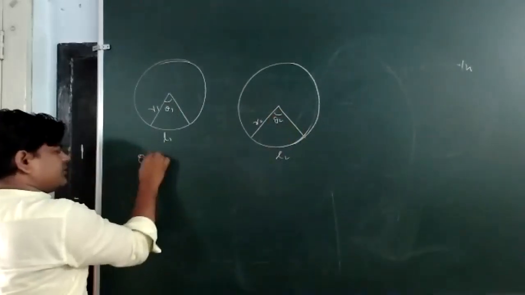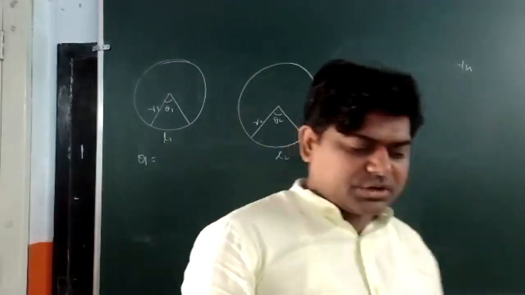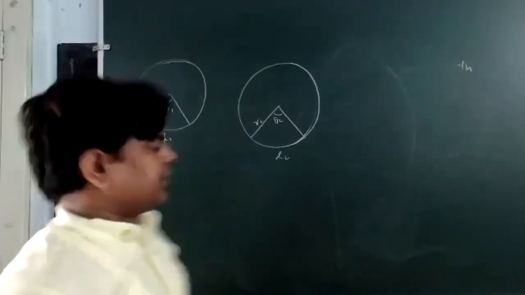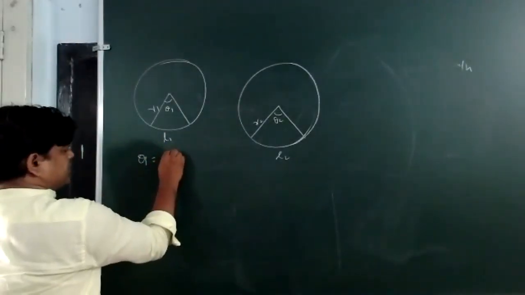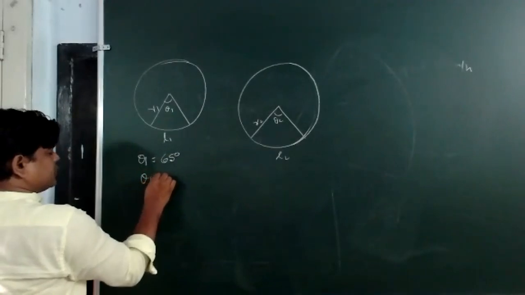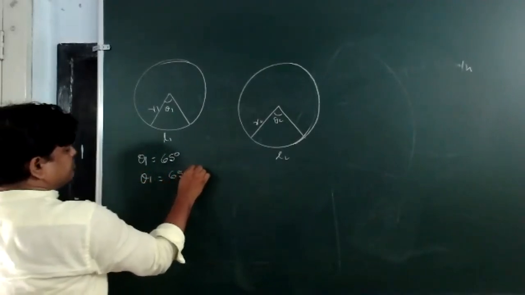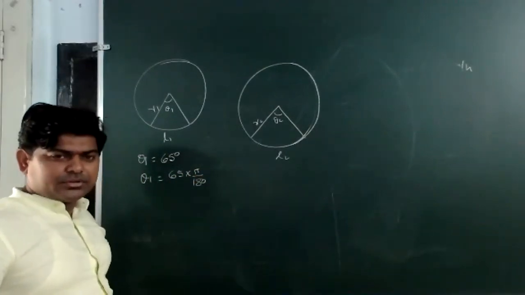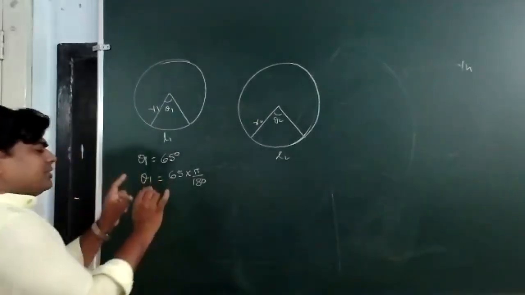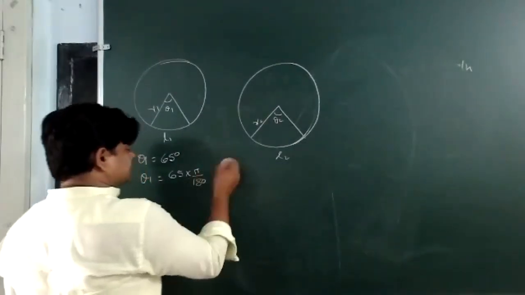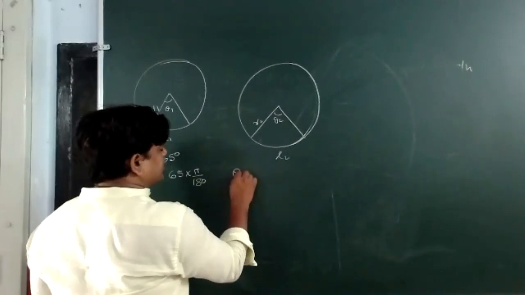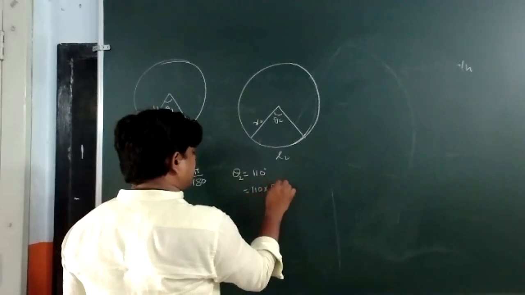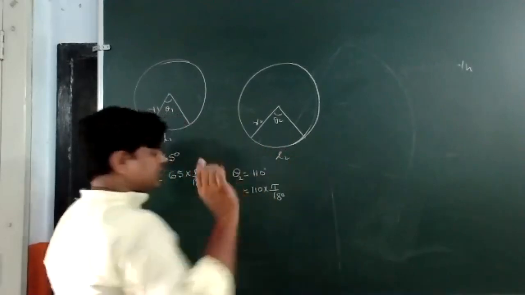Actually, theta 1 is given as 65 degrees, and the other one is given as 110. So if it is 65 degrees, I can write here theta 1 is equal to 65 into pi by 180. Can I say yes or no? I'm not going to simplify, leave it like that, because it will be easy. Again here theta 2 is equal to 110 degrees. It is 110 into pi by 180, converting it.